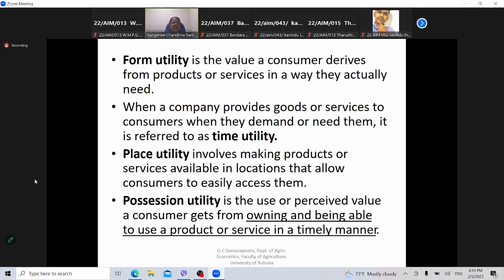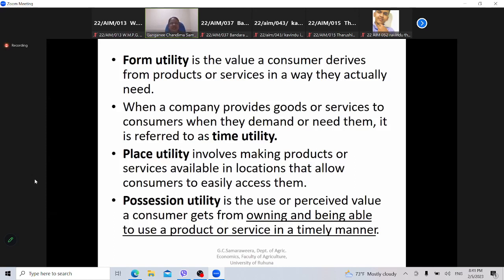Then the time utility, when a company provides goods and services to the consumer when they demand. So time utility, what can we do? Here I didn't mention the functions because you just need to learn the utilities. But if you learn them with the functions, you will never forget. Form utility, we have to process foods and give the form utility to consumers. Time utility, where we can store products and give the utility. Place utility, available in locations that allow consumers to easily access them where they need that product. Place utility we can provide by giving transport.